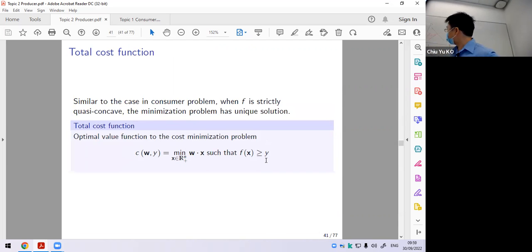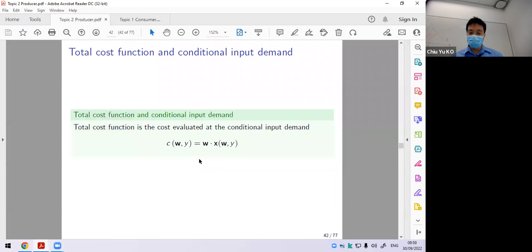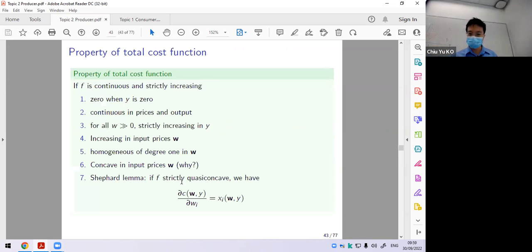The total cost function is just putting the value there, right? And this is a unique and well-defined thing, okay? I think this is rather trivial. We just relate the input demand and the cost function, just put that there, the same as the consumer side. Okay, it's nothing new. There's a lot of crazy things going on, but this is exactly the same as the consumer. Okay, so I'm not going to go into the details of it.